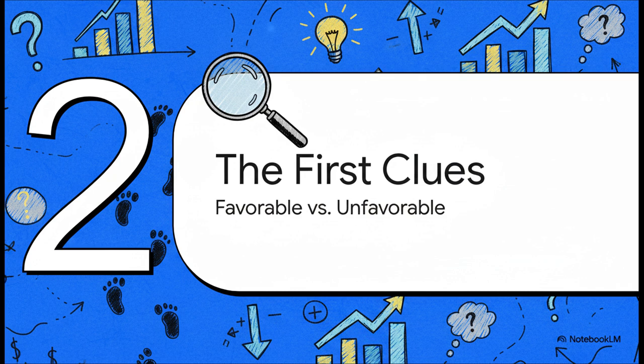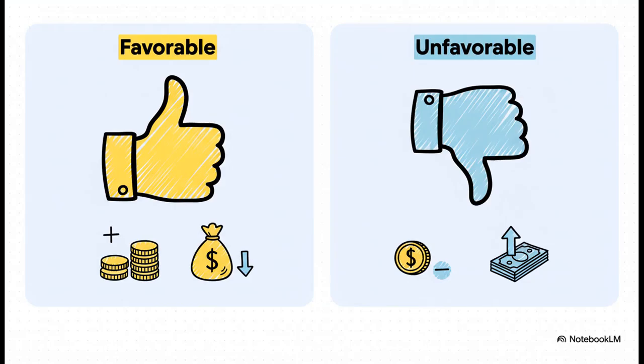Alex's first move is to sort all those differences, we call them variances, into two really simple buckets. You know, the good stuff and the bad stuff. And we call these favorable and unfavorable. Favorable means you made more money or spent less than you planned to. Unfavorable is just the opposite, less income or higher costs. Pretty straightforward, right? This gives Alex a first map of where the bodies are buried, so to speak.